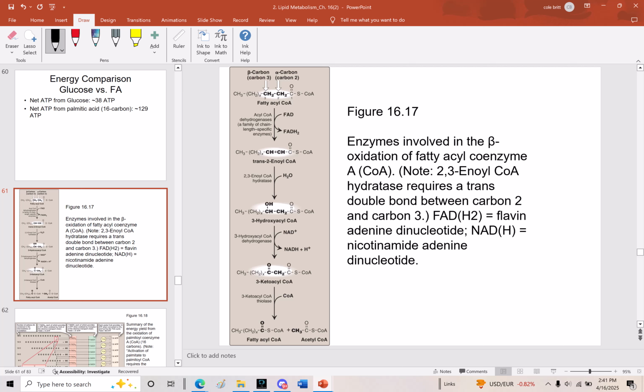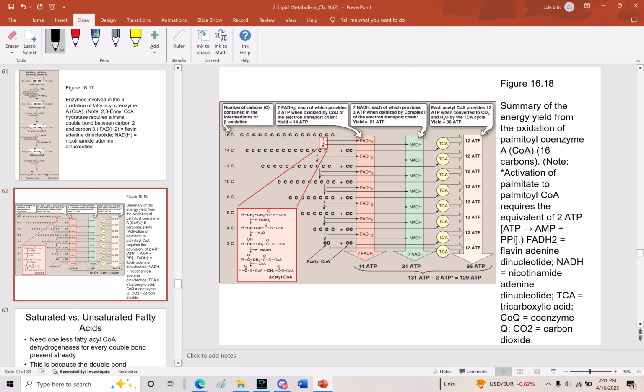And this is where your textbook did the math for you. So I had my own math, and this is the textbook doing the math. But again, the whole point of this slide as well is to show that there's approximately 130 ATP that you can make using palmitate or palmitoyl-CoA. When you add a CoA to palmitate, you're supposed to call it palmitoyl-CoA.